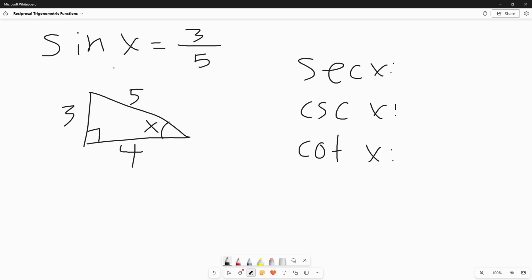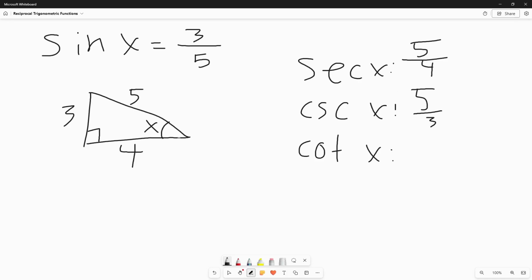And since sine of x is opposite over hypotenuse, cosecant of x will be hypotenuse over the opposite side. So instead of 3 over 5, it will be 5 over 3 for cosecant of x. And here, cosine of x will be 4 over 5 because that's the adjacent side over the hypotenuse. And then we can take the reciprocal of 4 over 5, which is secant of x, and we get 5 over 4.